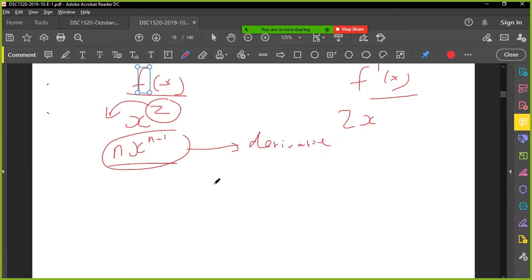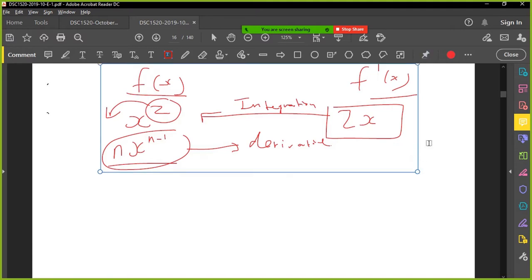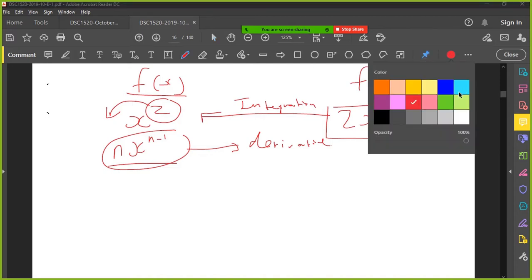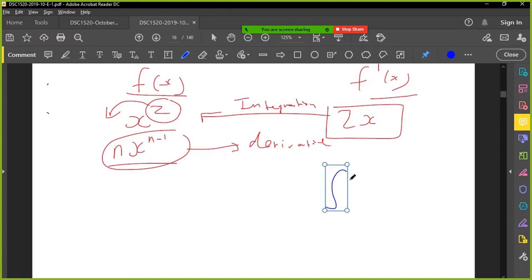Okay, that's to get a derivative. Do you agree? Yes. So if you're going from here to there, that's integration. What would that look like? Well, let me just show it to you. Let me change the color. If I'm going from derivative to function, I need to use integration. So that's what you'll have. And the rule to do this would be n plus 1 over n plus 1. Something like that. That's also in the textbook.